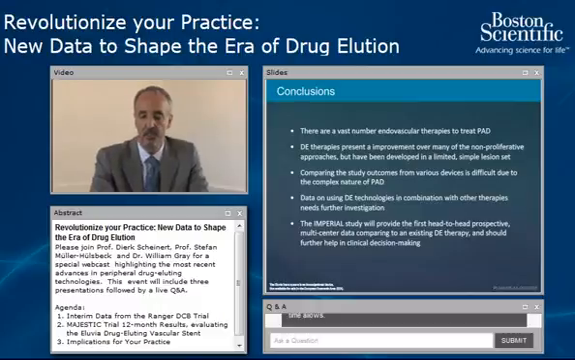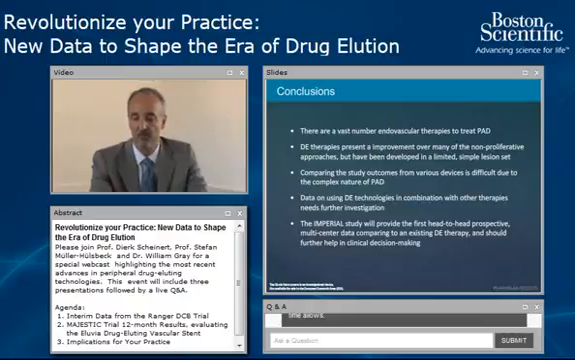So in conclusion, there's a vast number of endovascular therapies used to treat PAD. Drug-elution therapies represent an improvement over many of the non-proliferative approaches, but have been developed in a limited, relatively simple lesion set. Comparing the study outcomes from various devices is difficult due to the complex nature of the PAD being treated from trial to trial. Data on using drug-elution technologies in combination with other adjunctive therapies needs further investigation. And lastly, the Imperial study will provide the first head-to-head prospective multicenter data comparing to an existing drug-elution therapy and should further help in clinical decision-making. Thank you very much.